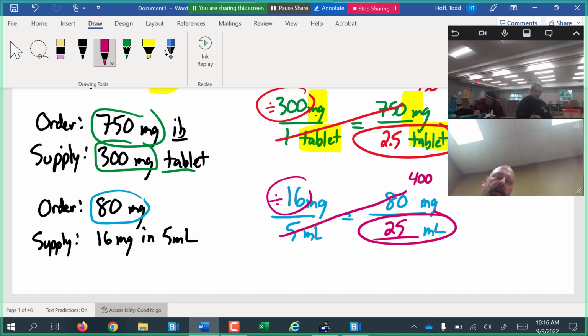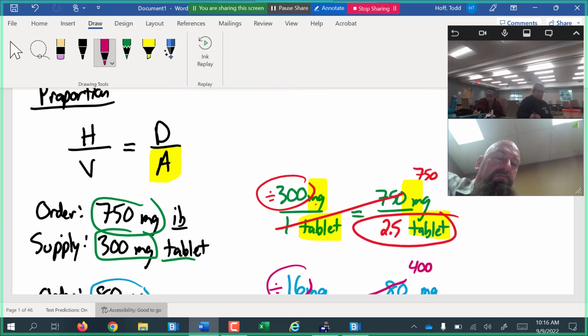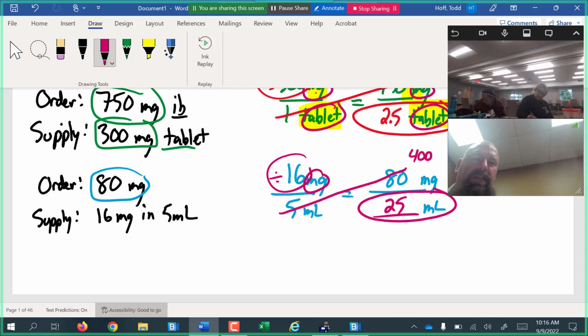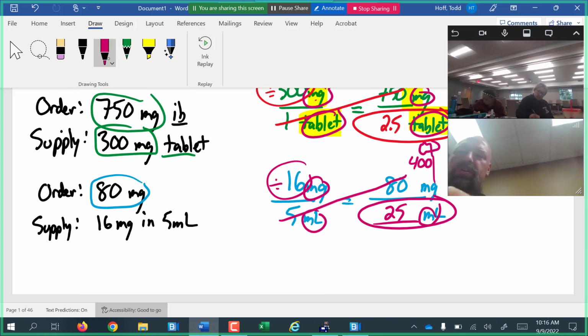Now, the beauty about the proportion is if you mess it up, it'll still work. All you have to make sure is that the units line up. As long as you have milligrams lined up with milligrams and tablets lined up with tablets, it'll still work out. Or milligrams lined up with milligrams and milliliters lined up with milliliters. It's still going to work. Let me show you what I mean by that.